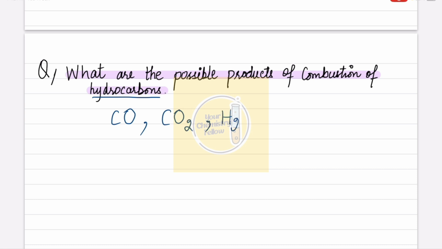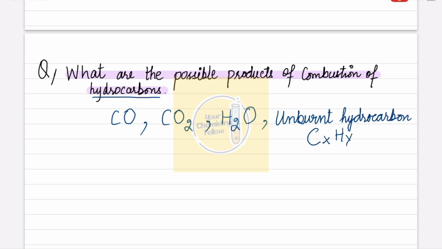Water vapor is the common product for both types of combustion. And if the combustion is of a higher alkane, meaning one having a higher percentage of carbon atoms, unburned hydrocarbon will also be present. Unburned hydrocarbon is generally written as CxHy. In addition to these 4 products, unburned carbon particles are also present in the soot or the flame.